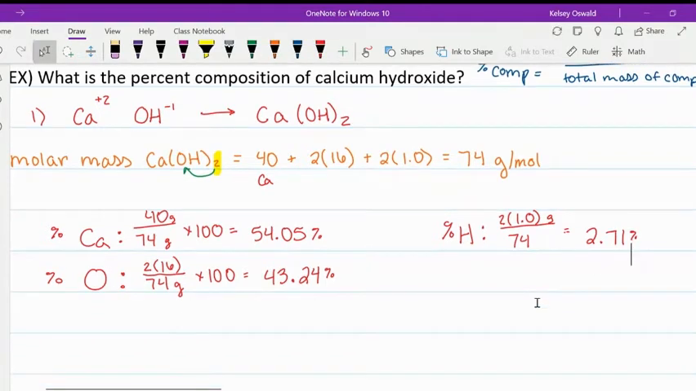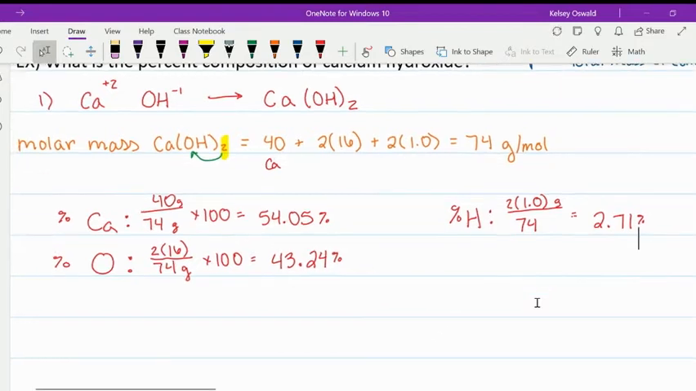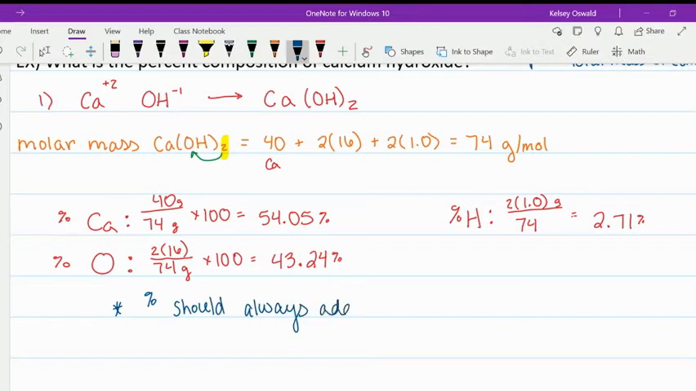So here we found how much each element in calcium hydroxide contributes to that overall molecule, or its overall mass. If we look at these, a good way to double check is that whenever you're working with percent, your percents should always add up to 100%, because we're looking at how the total mass is affected by each one of these elements. No more, no less.